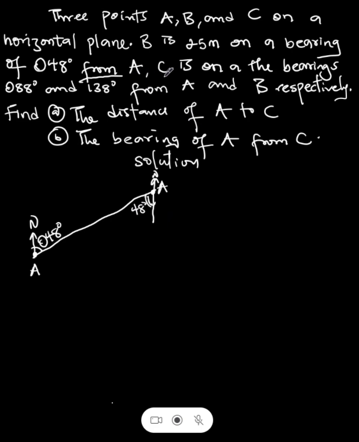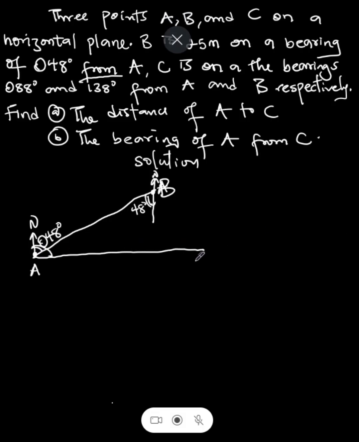Now, we continue to interpret. We're now told that point C has bearing 88 degrees and 138 degrees from A and B respectively. That is, C has 88 degrees from A. Oh, sorry, this is point B rather. So from A now, 88 degrees. So always start from the north. 88 degrees will also be before 90 degrees.